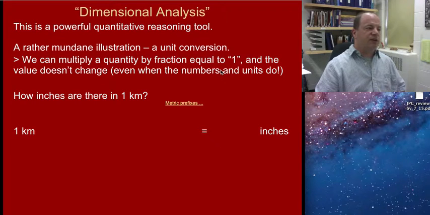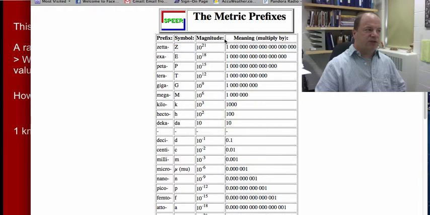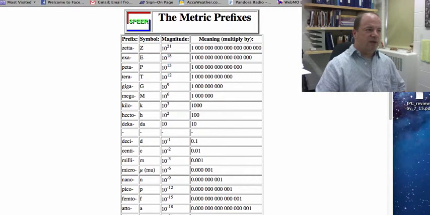Okay, so I'm just going to do a mundane example here in PowerPoint first. And this mundane example is just the question, how many inches are there in a kilometer? Now, one of the things you're going to start seeing here is prefixes like kilo, etc. And I'm just going to show you a link to these things. You can just type this into Google.